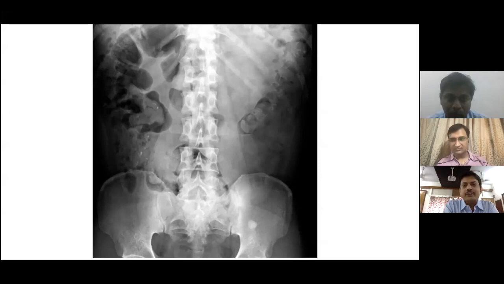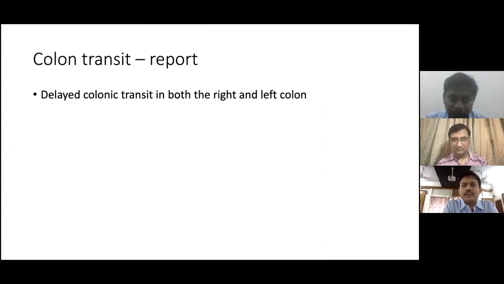So this is what we normally see in a patient who has got a slow transit, where you have markers distributed in the right colon, left colon, everywhere, and most of them would not have got expelled at the end of the study period. So I think in this report, they did report this as an abnormal transit study. So what will you do next, Nicholas?